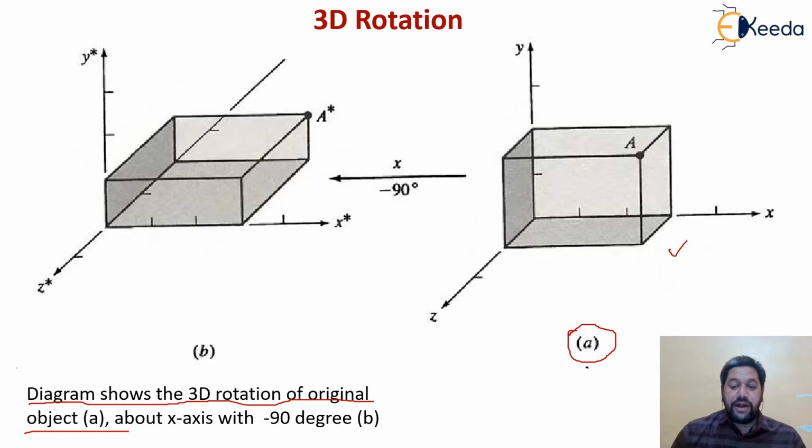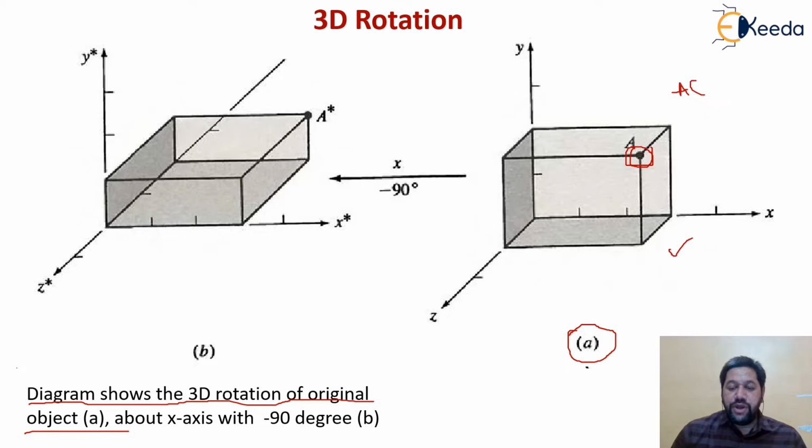Consider this rectangle as my original object. It has 8 vertices, which we have already mentioned as A, B, C, D, E, F, G, H and so on. But instead of considering all these parameters, for simplicity I take only one point here. This is my original object, having the point A.